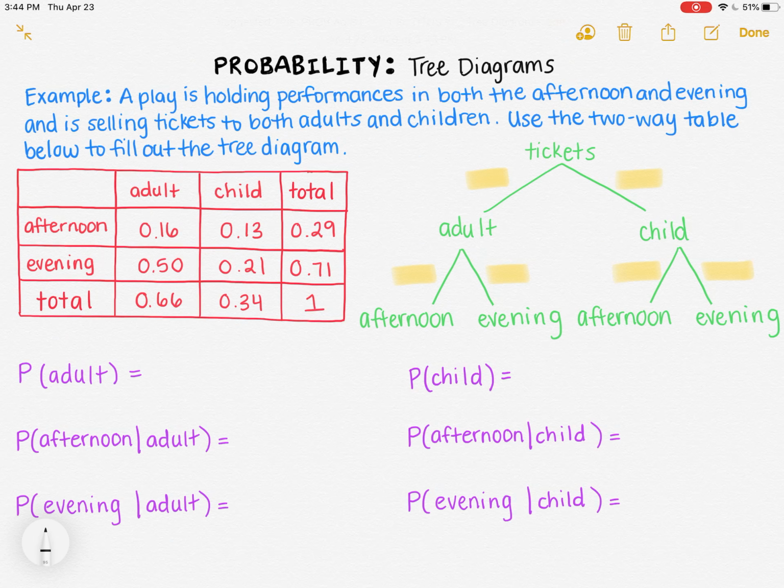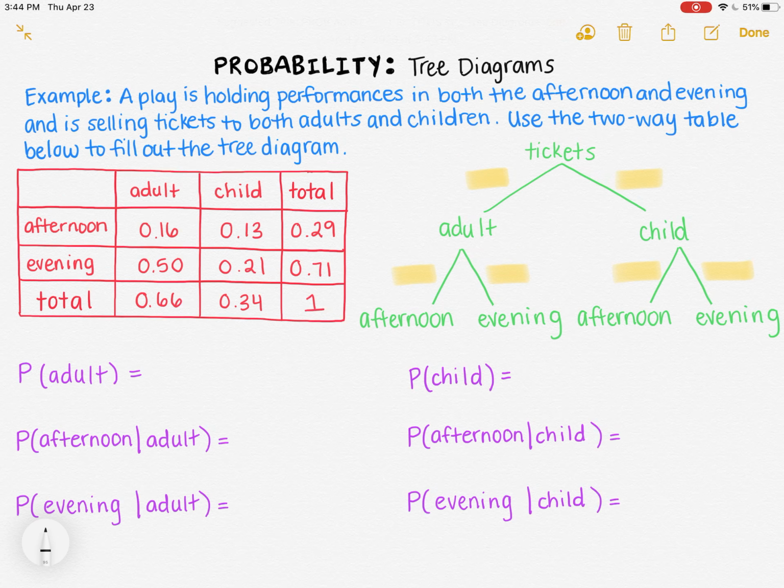If we look at our tree diagram and start at the top, we see the word tickets. Tickets are split into either adult tickets or child tickets. So the branch on the left goes to the word adult and the branch on the right goes to the word child. We're just going to focus on this top portion for now. We need to put the probability of a ticket being for an adult on the left branch and the probability of a ticket being for a child on the right branch. I've already written these probability statements below.